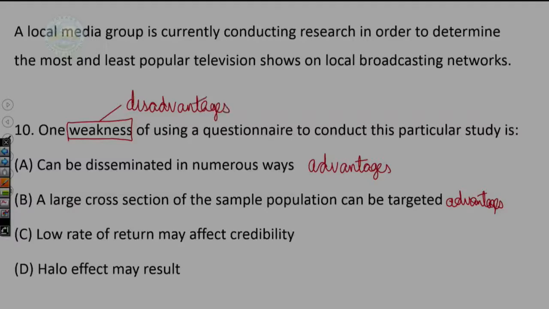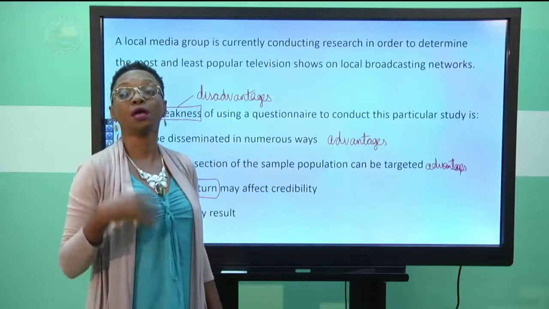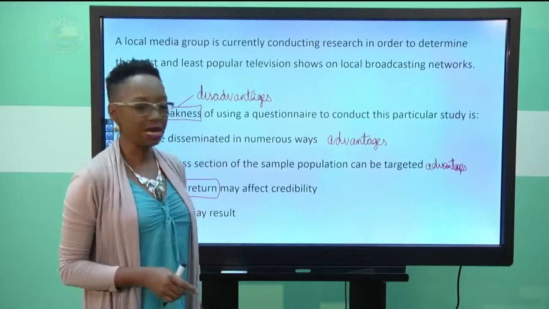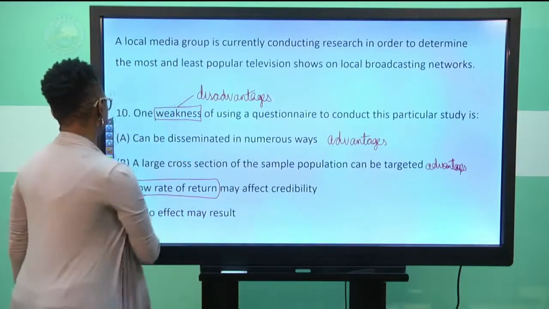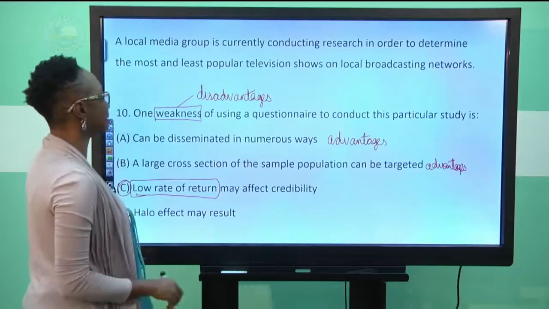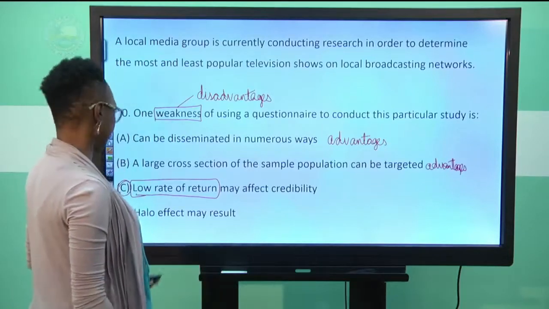And if you've gone through your notes, one of the primary disadvantages of using a questionnaire to conduct research like this is the concern about low rate of return. Because you may send out a questionnaire and everybody may not fill it out, or if they fill it out, they may not return it. And this is a primary disadvantage of the questionnaire. So the answer here is C.